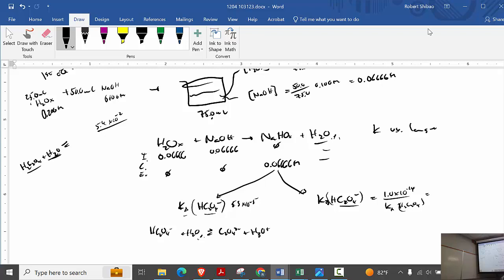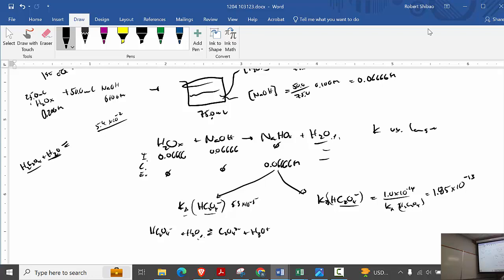So I get 1 times 10 to the minus 14 divided by 5.4 times 10 to the minus 2. And this comes out to, let's see if you got the same, 1.85 times 10 to the minus 13. Is that what you got?